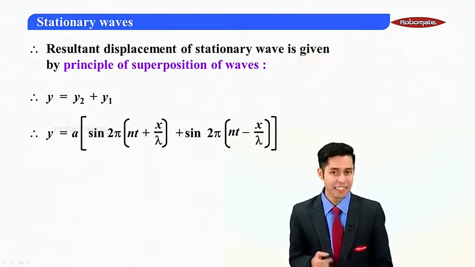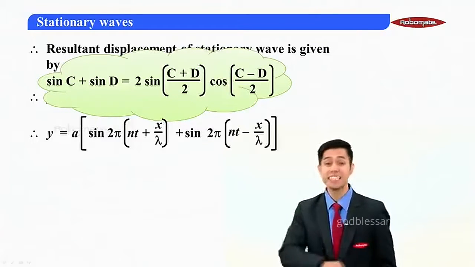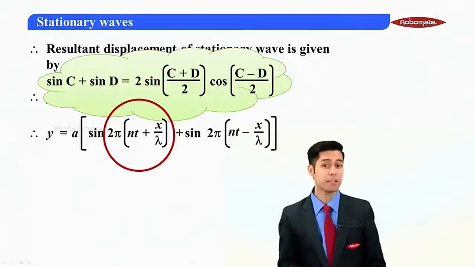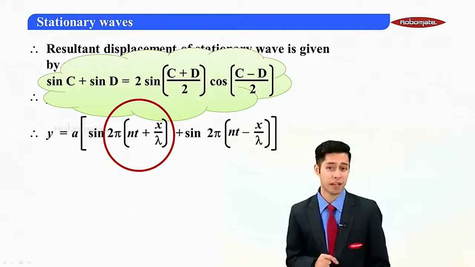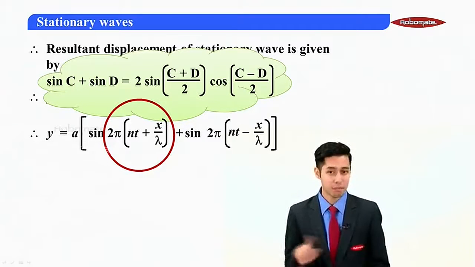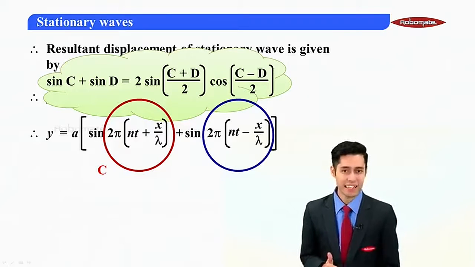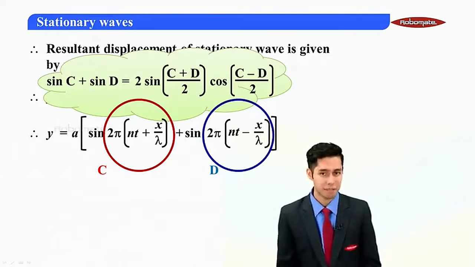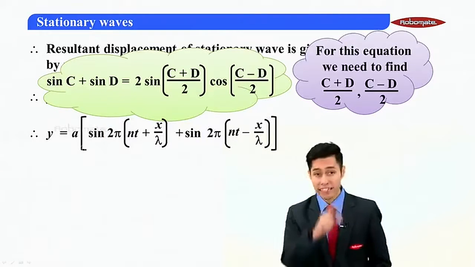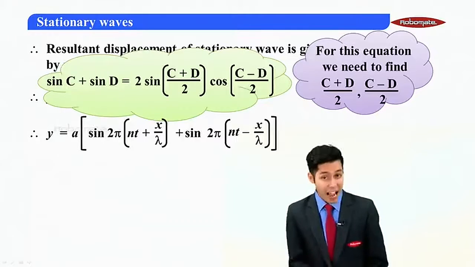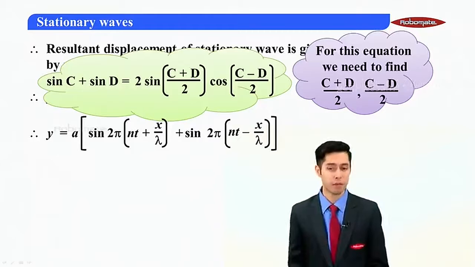Now this inner part looks like the mathematical expression sine c plus sine d, where sine c plus sine d is 2 sine of c plus d by 2 into cos of c minus d by 2. This term in the bracket looks like c, and this term in the bracket looks like d. So to get the solution, we need to find c plus d by 2 and c minus d by 2, so that we can easily substitute in the above equation.